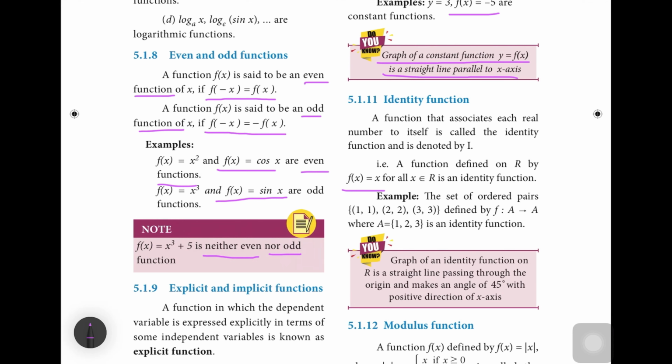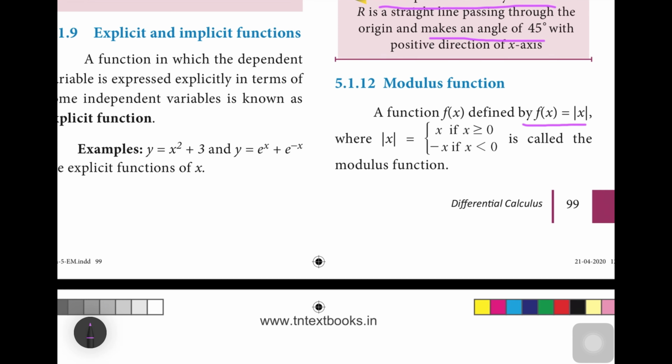The modulus function is f(x) = |x|. This modulus makes a negative number into a positive number. This is the definition for the modulus function: |x| equals x if x is greater than or equal to 0, and -x if x is less than 0. If you give -3 inside the modulus, you will get 3. The modulus function converts a negative number into a positive number, that is -x, minus of -3, so you will get 3.